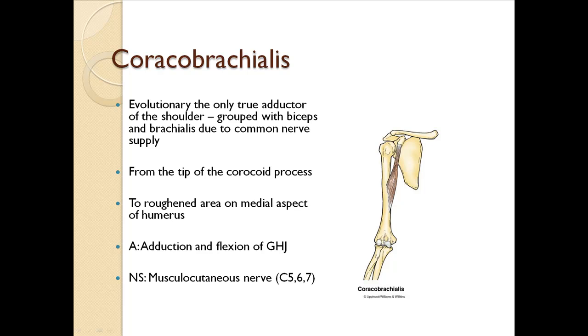Coracobrachialis sits in the anterior compartment. It arises from the apex of the coracoid process again, and it goes off and attaches to the medial aspect of the humerus. Its function is as an adductor of the glenohumeral joint, but anatomically it often gets grouped in with the elbow flexors because of the common nerve supply and the common compartment that it shares. The musculocutaneous nerve itself passes through the coracobrachialis, piercing this muscle.